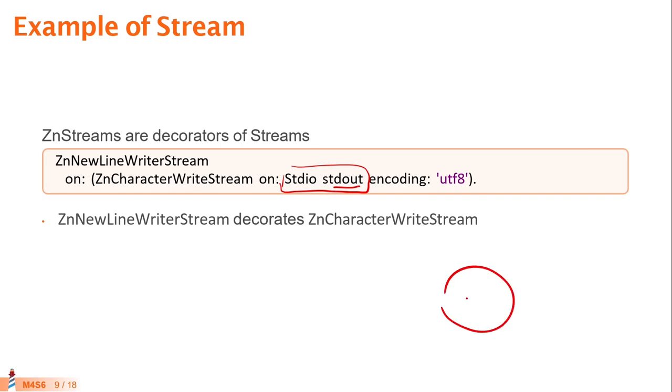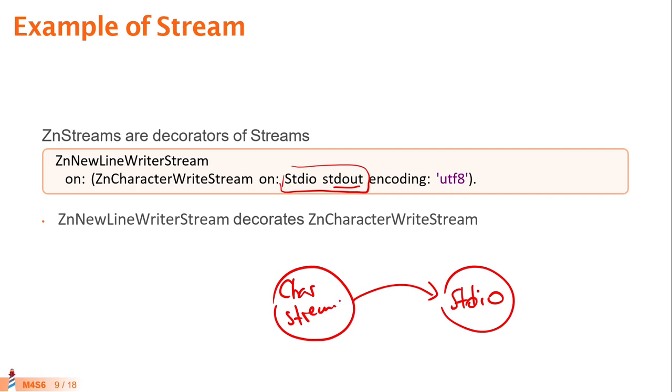So what we're going to do is we have our stdio object. And if we want to write text, we need to decorate it with a character stream. What is the responsibility of the character stream? The responsibility of the character stream, of course, is to receive text and transform it into bytes.